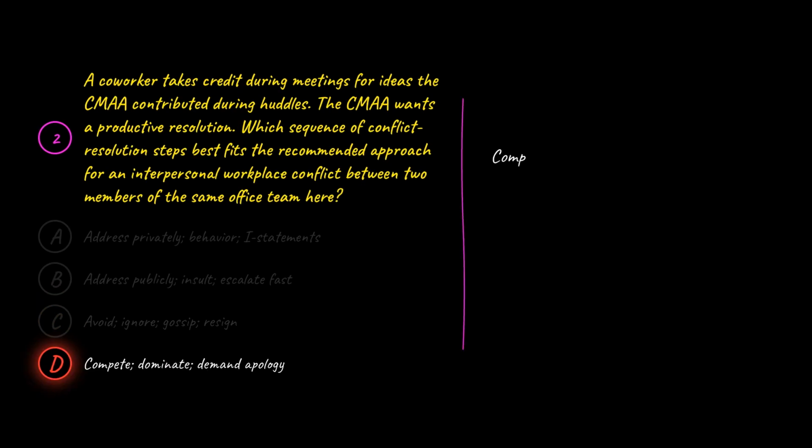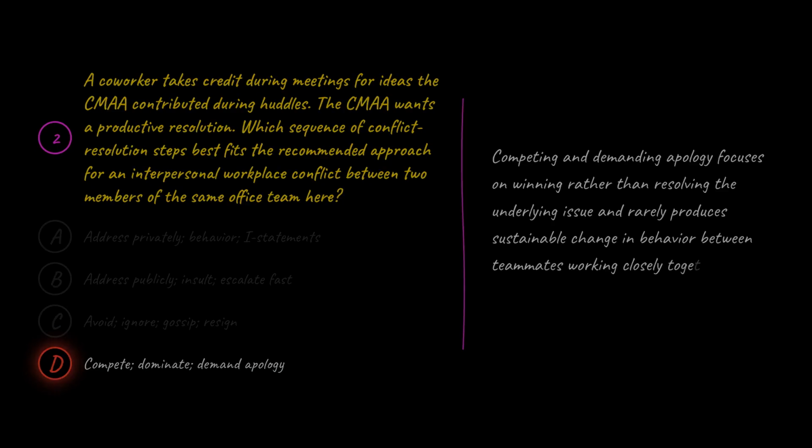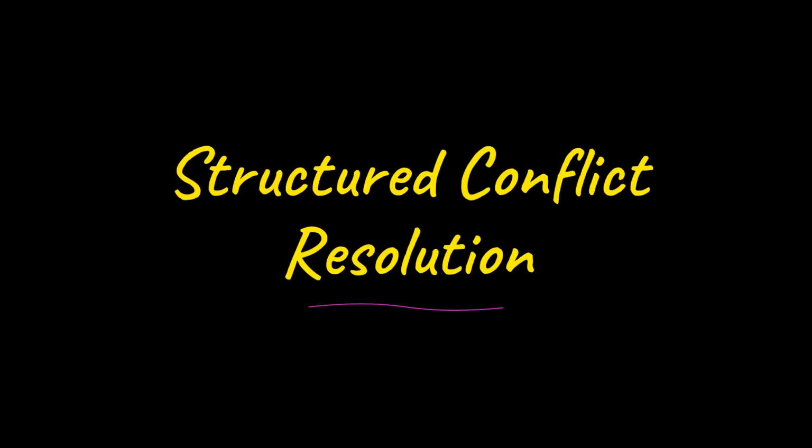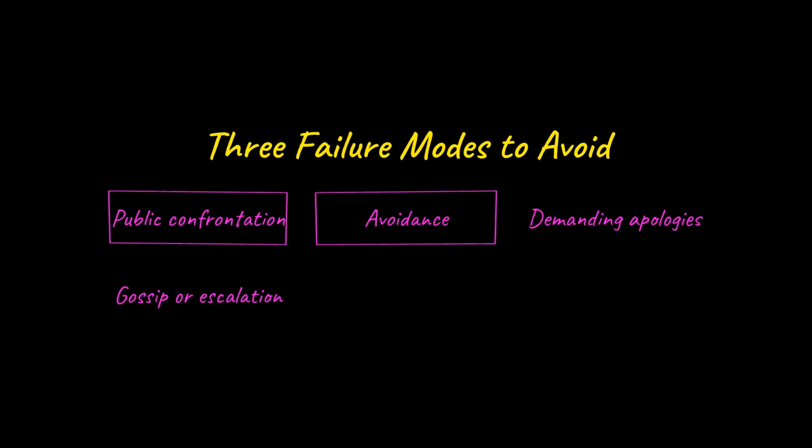D is wrong because competing and demanding an apology focuses on winning rather than resolving the underlying issue and rarely produces sustainable change in behavior between teammates working closely together over time. When interpersonal conflict arises in a medical office, the most effective first-line response isn't avoidance or confrontation. It's a structured private conversation. This approach protects working relationships while actually fixing the problem. Public confrontation humiliates and escalates. Avoidance lets issues fester until someone quits.